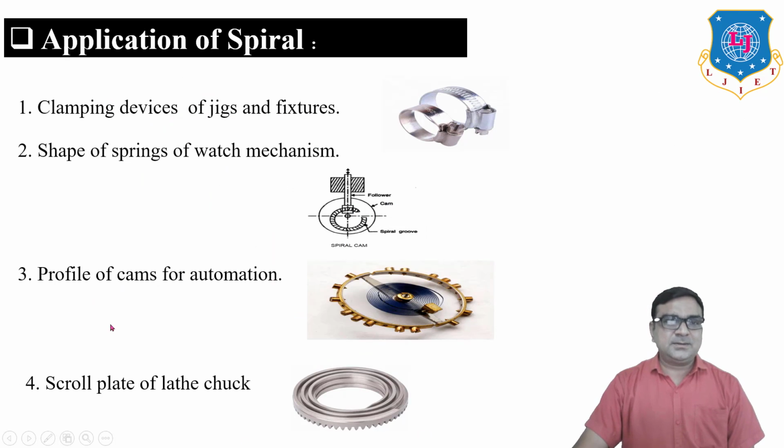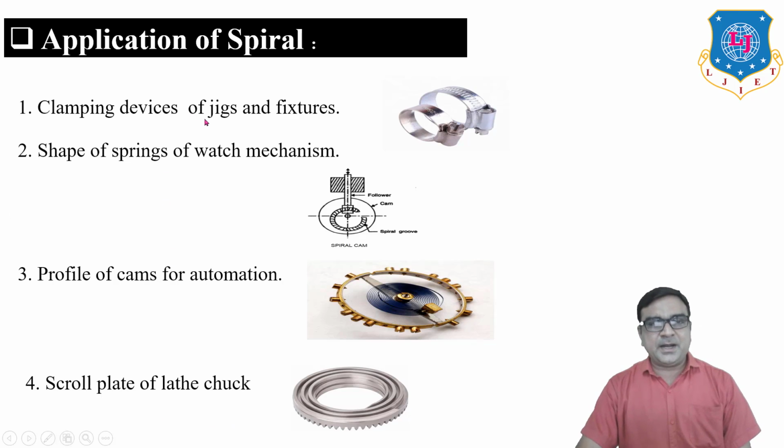Now at the end we must know the applications of the spiral curve. Here some applications are mentioned. One is the clamping device of jigs and fixtures. This is a clamping device where, when we tighten the screw, you can see the change of the spiral here. Others are the shape of the spring of a watch mechanism, profile cams for automation, and scroll plates which are used in lathe chucks.